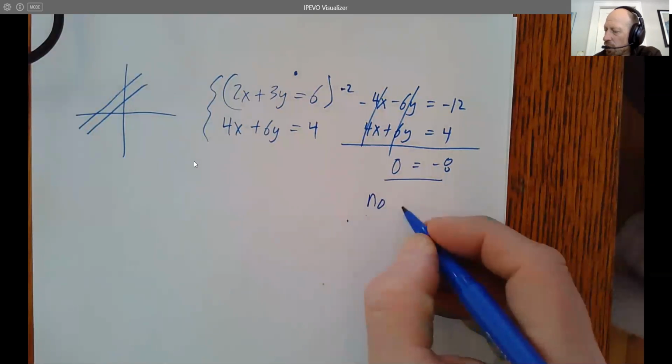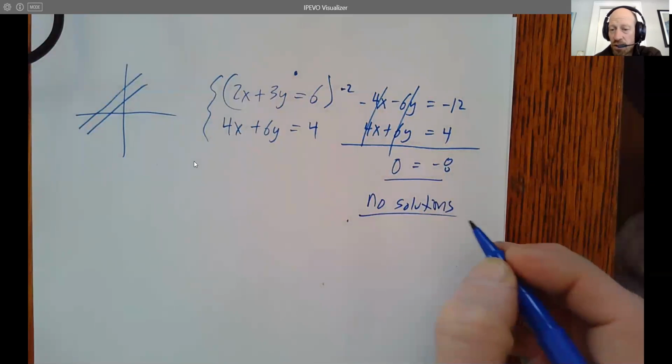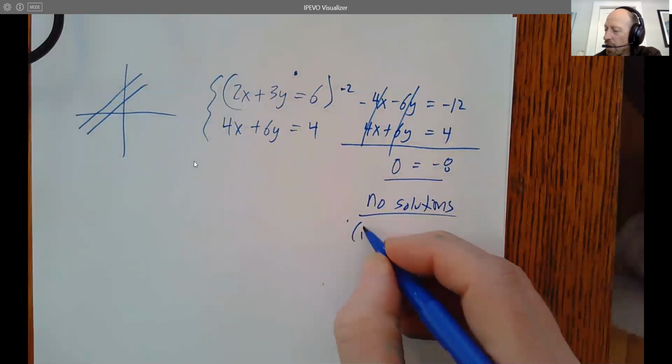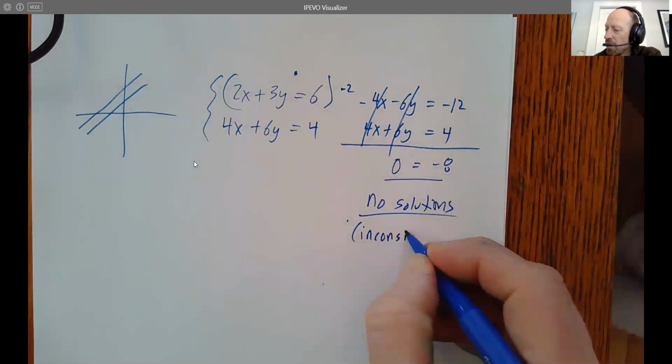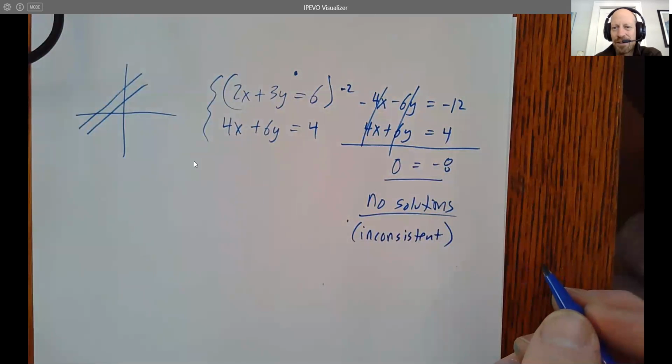So this is what's called, well, the simplest thing is just to say no solutions. You can also say it's inconsistent. That's a more mathematically precise term, but they both work great.